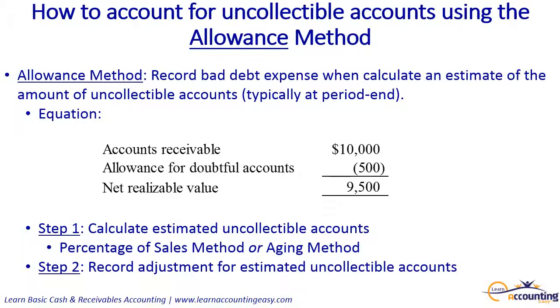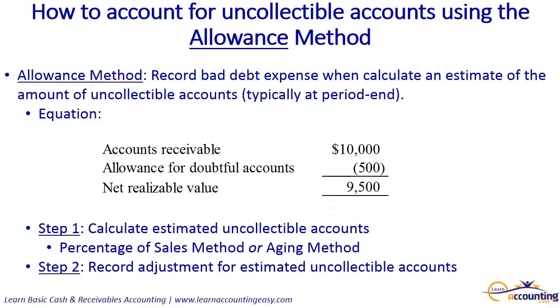We wrote that off. Under the allowance method, as you can see here in the top bullet, we record bad debt expense when we calculate an estimate of the amount of uncollectible accounts. And typically, this estimate is performed at the end of a period. So keyword, we're making an estimate. We don't know for sure at the end of the period who's going to pay us and who isn't, but we do make an estimate.